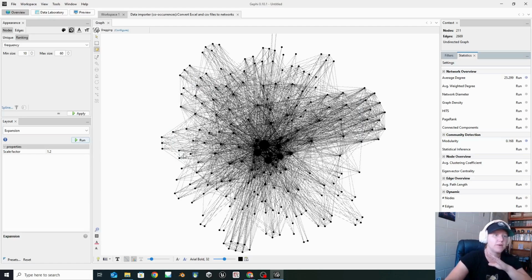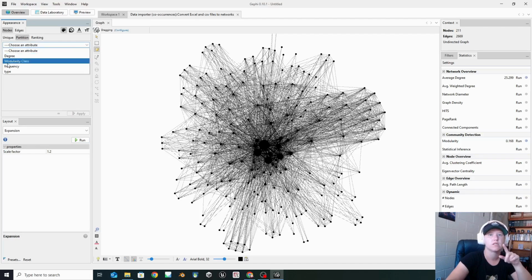Now, that doesn't really help us right now, but what we can do is actually see where those clusters are. So if we go back over here into our color, instead of going by ranking, we can go by partition. And now what you'll see is that modularity class is showing up here.